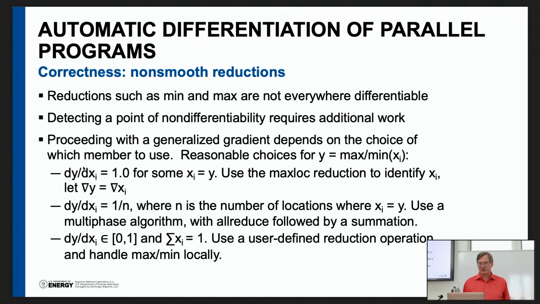And then another choice is to use a user-defined reduction operation and handle the max and min operations locally. That's going to result in unequal weighting of the derivatives. So if the reduction operation is implemented as, say, a binary tree, then when you have two variables that have the same value, they're going to split the derivative 50-50. And then when you encounter a third, it's going to get 50%, and the first two are going to get 25%. And so that's not the optimal strategy if you care about equal weighting.